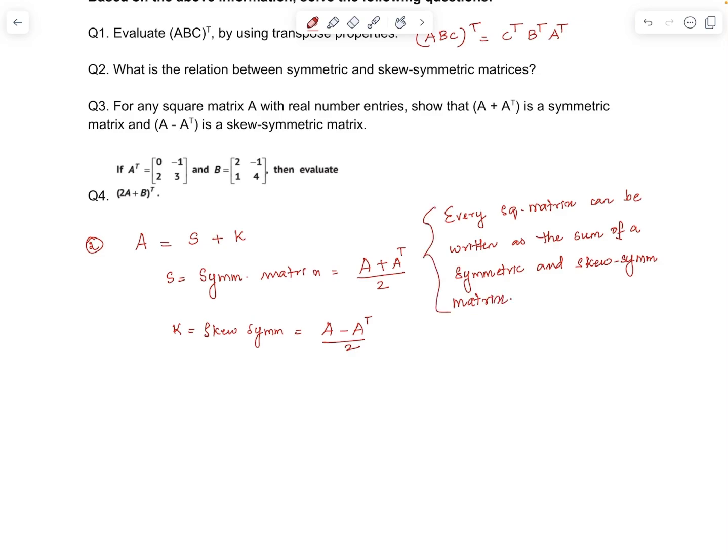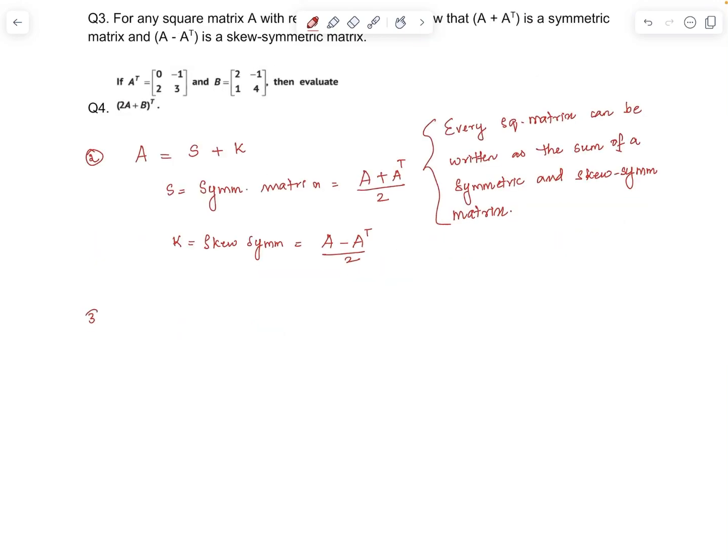Third question, for any square matrix with real number entries, show that A plus A transpose is a symmetric matrix and A minus A transpose is a skew symmetric matrix. So first let us prove that A plus A transpose is a symmetric matrix, and let us take that as P. P is equal to A plus A transpose. We have to prove that P transpose is equal to P.